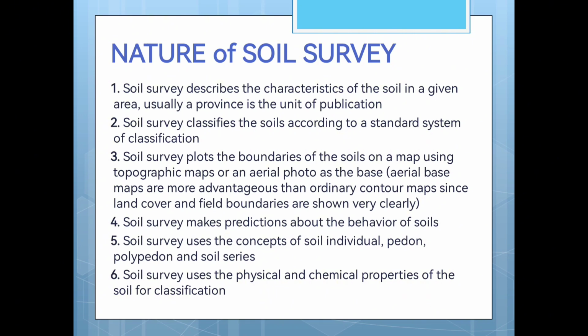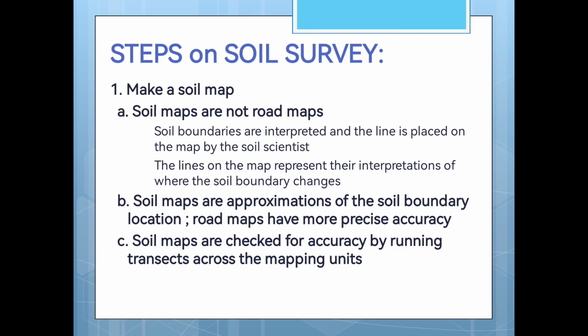Number 5, soil survey uses the concepts of soil individual, pedon, polypedon, and soil series. And number 6, it also uses the physical and chemical properties of the soil for classification. What are the steps on soil survey?